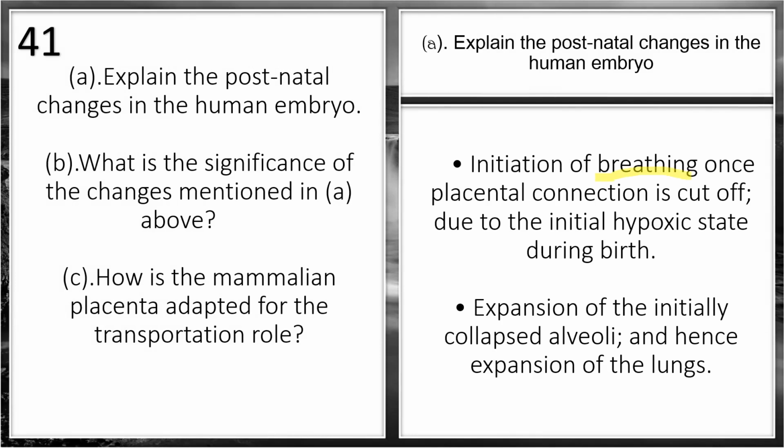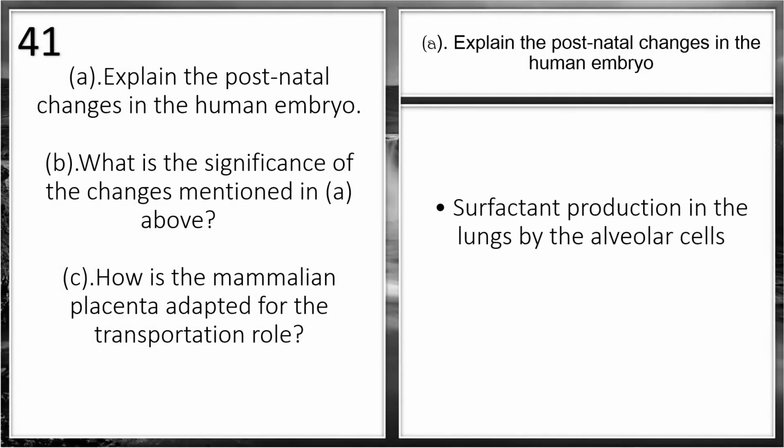Initial breathing once the placental connection is cut off, due to the initial hypoxic state during birth. Expansion of the initially collapsed alveoli and hence expansion of the lungs. Surfactant production in the lungs by the alveolar cells.